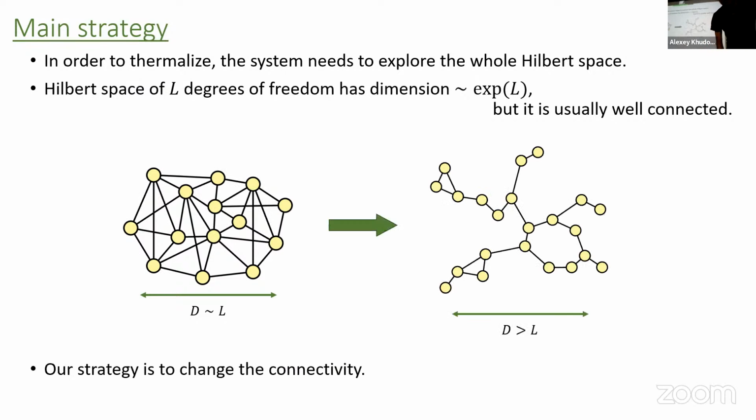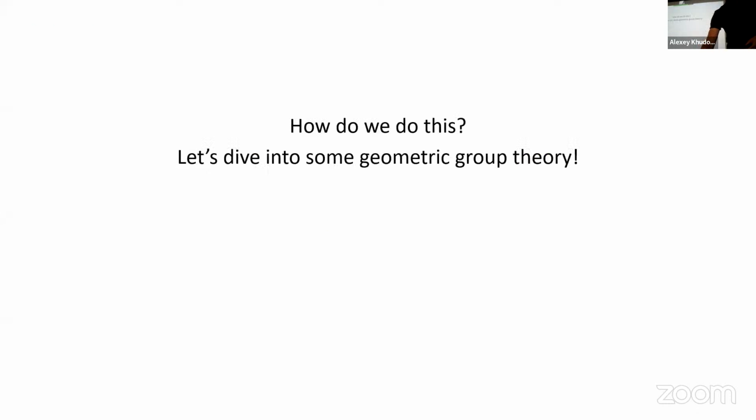So our strategy is to change the connectivity of this graph. Our models will have a significantly different connectivity, which looks more like a tree rather than a well-connected cloud, such that the typical distance between two states in this Hilbert space will be much larger than L. Okay, so how do we do this? For this, I will have to divert from physics for some part of my talk and dive into some geometric group theory.